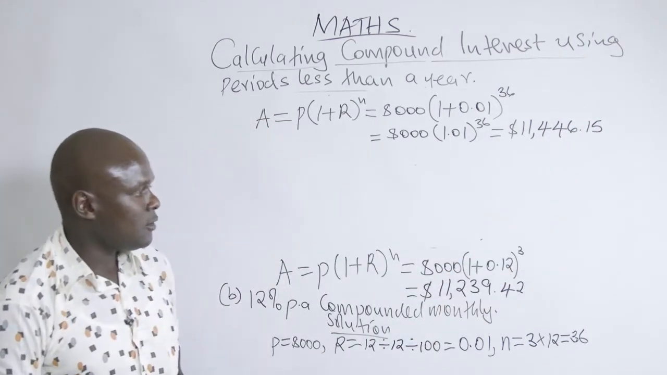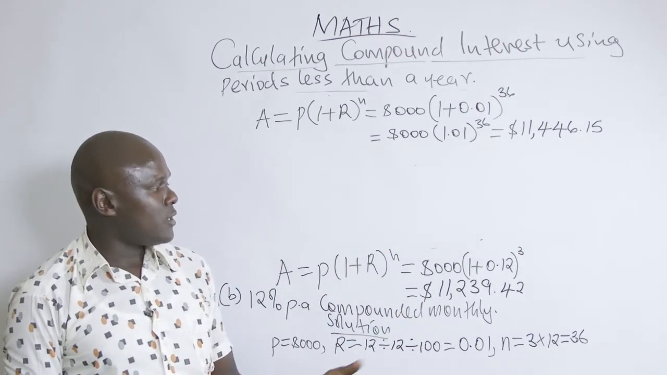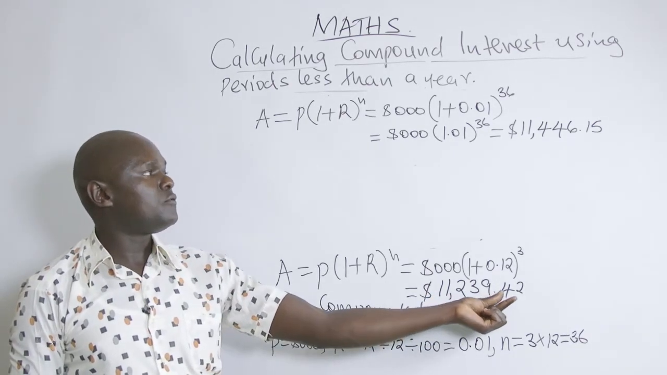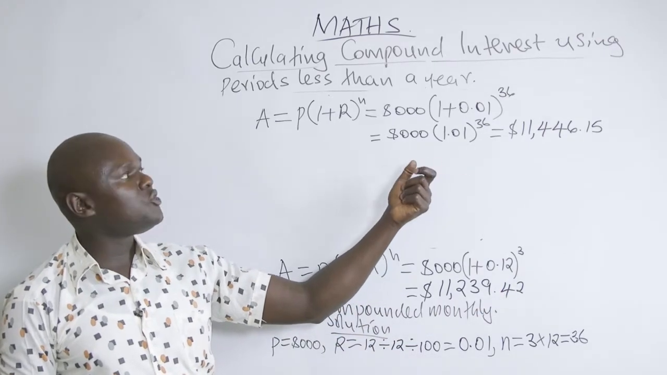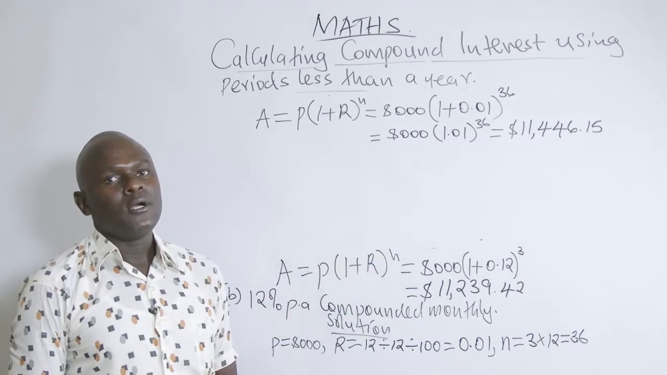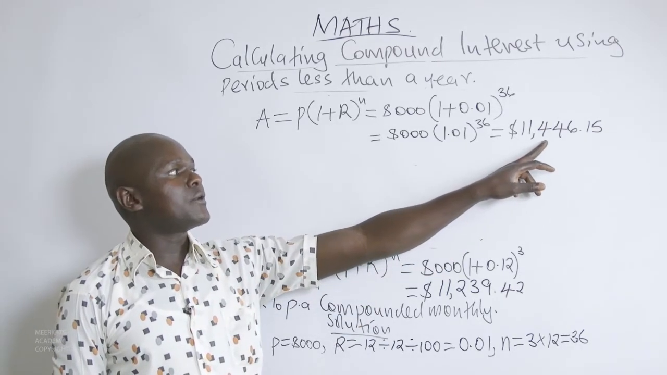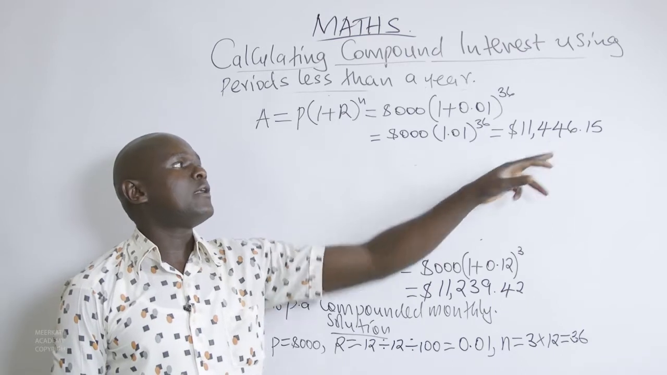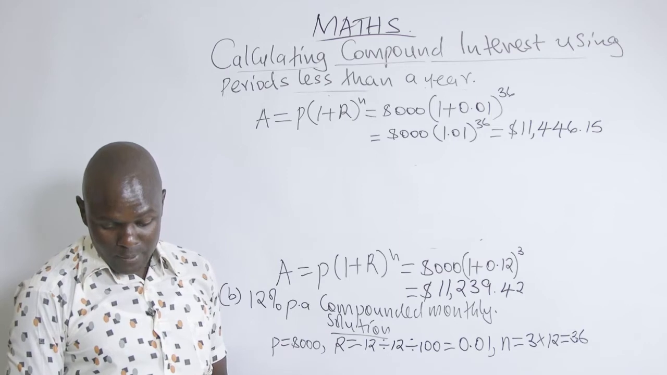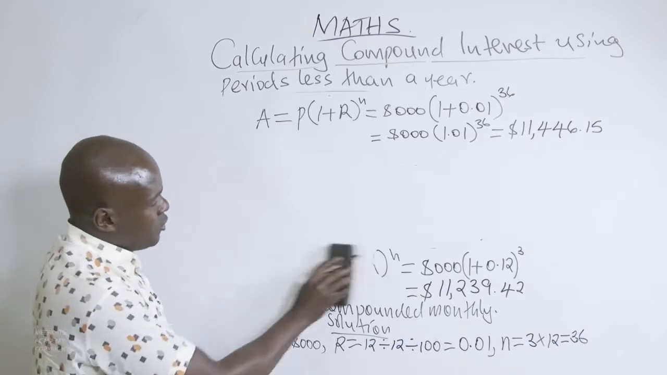11,446.15 dollars. So looking at the first and the second, there is something that you can notice. The amount here is just 11,239.42. The new amount we have when we change our periods to monthly calculations, you discover that it has increased the amount to 11,446.15. Let us look at the third question. We'll look at a third question so that we can compare all the three.